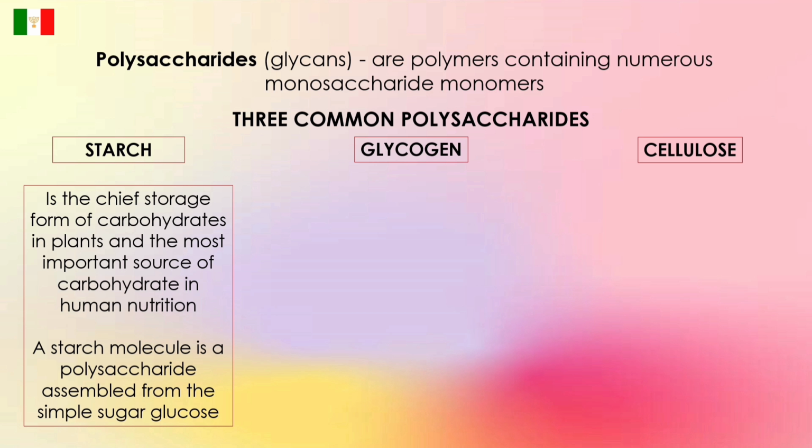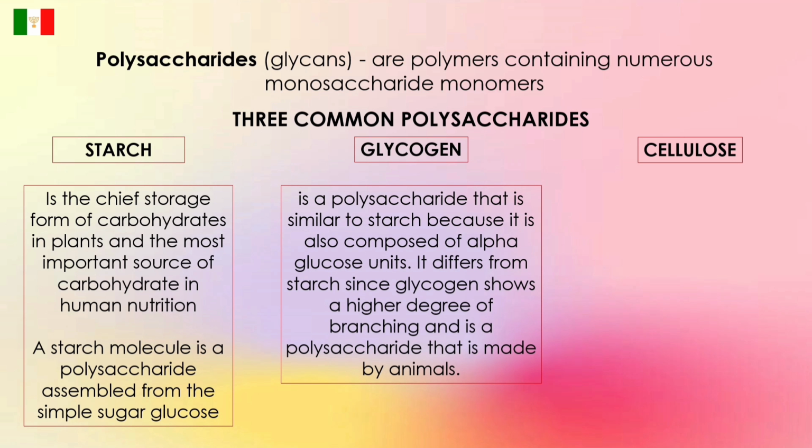Next is glycogen. Glycogen is a polysaccharide that is similar to starch because it is also composed of alpha glucose units. It differs from starch since glycogen shows a higher degree of branching and is a polysaccharide that is made by animals. Glycogen is the major carbohydrate storage form in animals and corresponds to starch in plants. It occurs mainly in liver, up to 6 to 8% wet weight, and muscle where it rarely exceeds 1% of wet weight.